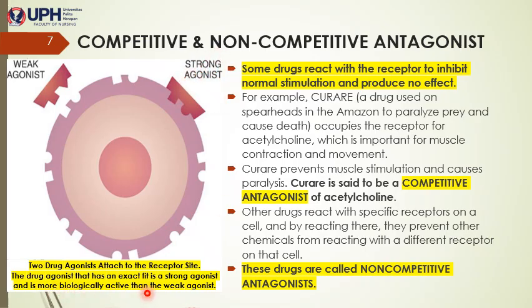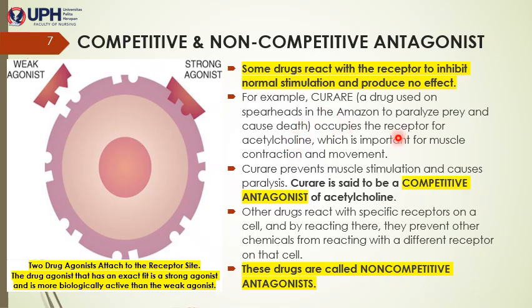The other one is the weak agonist, which is less biologically active. If the strong agonist comes, then the cell will be biologically active, but if the weak agonist comes here, the cell won't be as active as with the strong agonist. Some drugs react with the receptor to inhibit normal stimulation and produce no effect, for example curare.